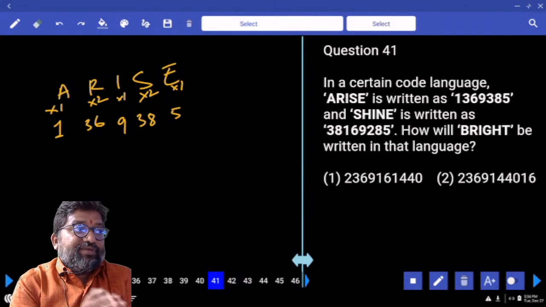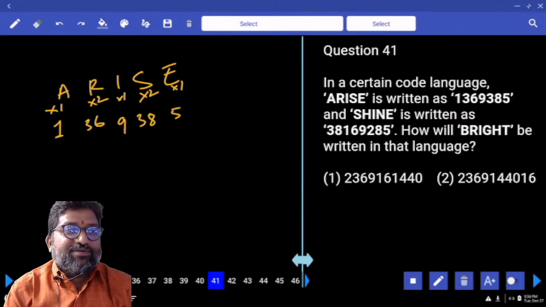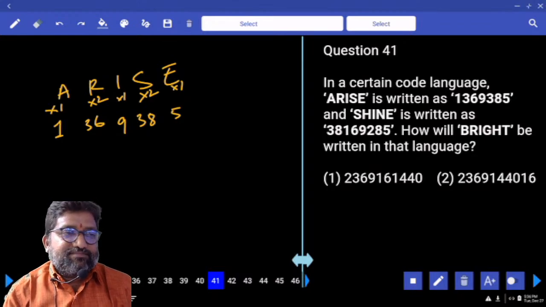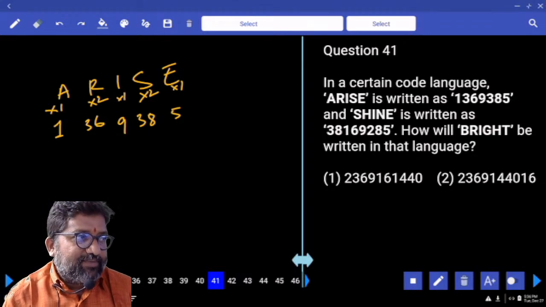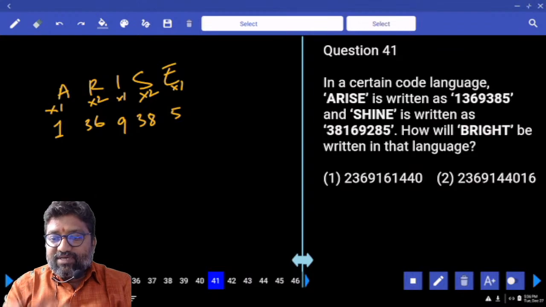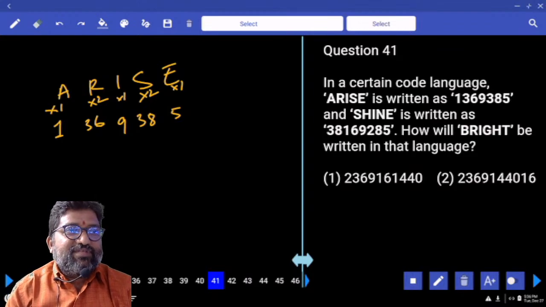But along with that, there is also another possibility. What is that? Vowels are multiplied by 1, consonants are multiplied by 2. Whether it is into 1 into 2 or whether it is vowels into 1 and consonants into 2, we'll go with the next one.